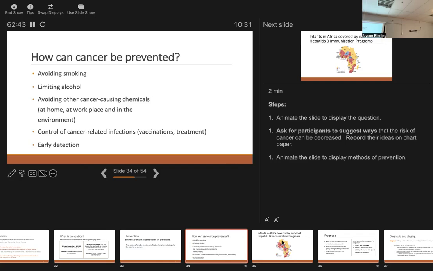We have three levels of prevention. Is it primary, secondary, and tertiary? So primary would be before exposure, secondary would be when you're exposed, and tertiary would be during the exposure. So any detection comes at secondary prevention.